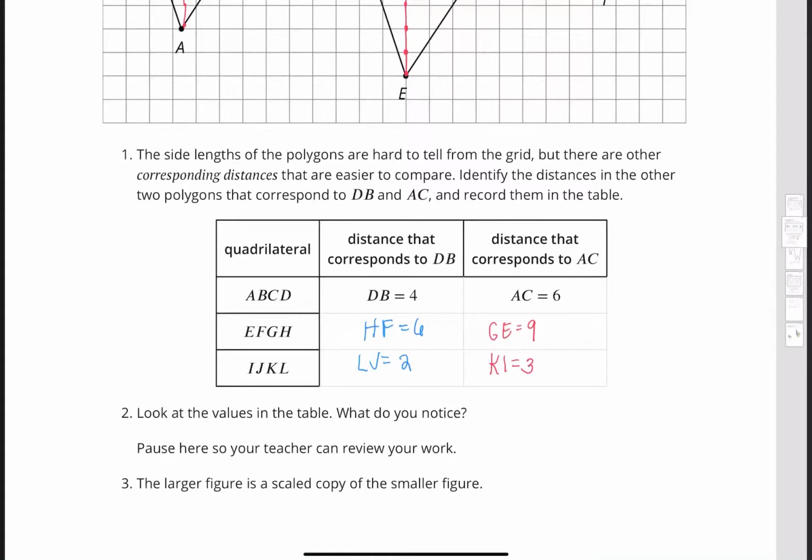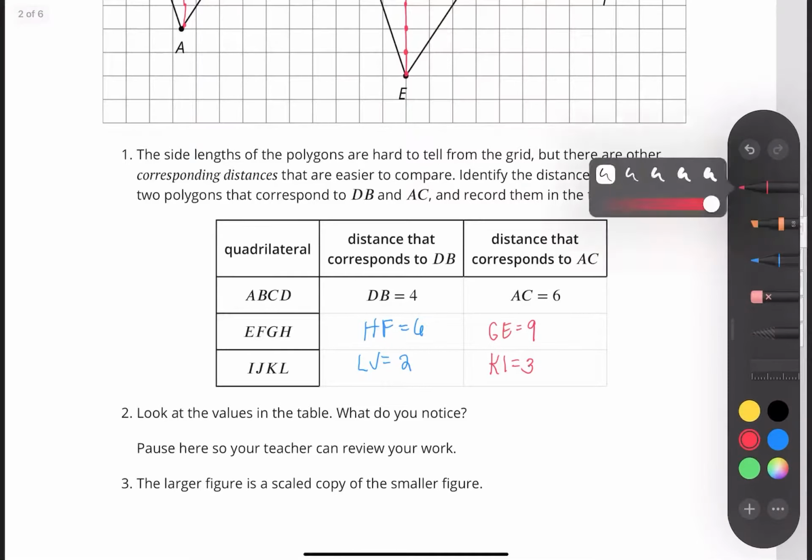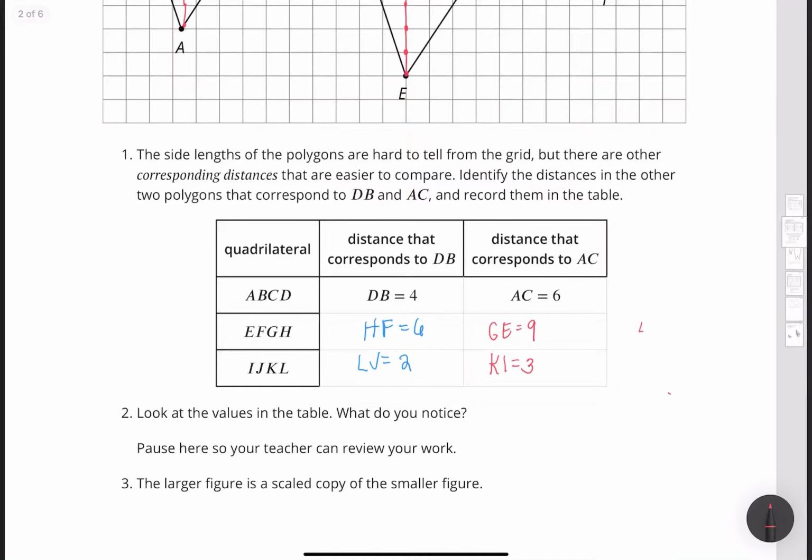So the first thing that I notice about this table is that when I write the ratios down, say for instance if I do 4 to 6, 6 to 9, 2 to 3. If I simplify these ratios, 4 over 6 would be 2 over 3. 6 over 9 would be 2 over 3 as well. And this would be 2 over 3.